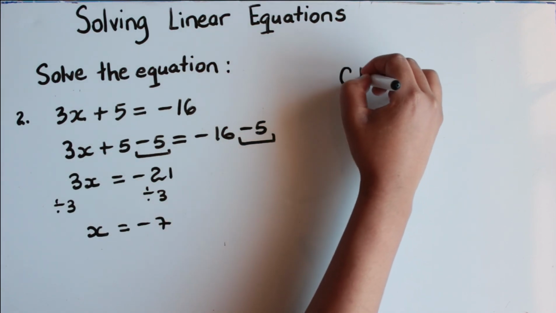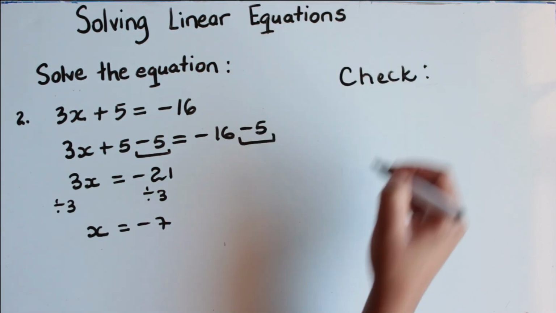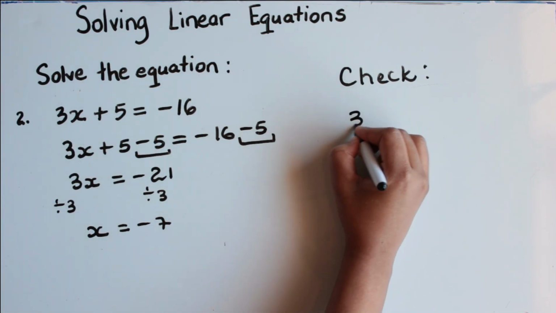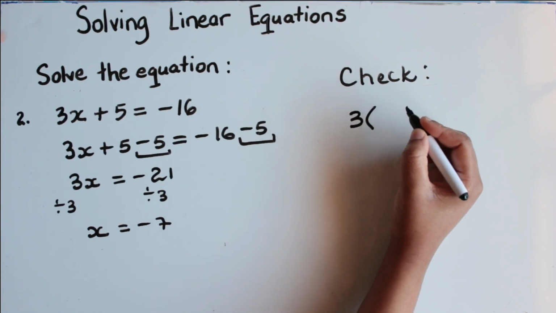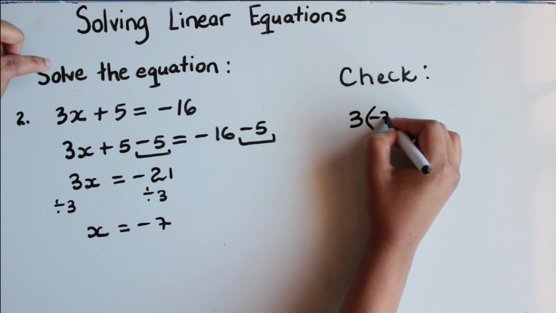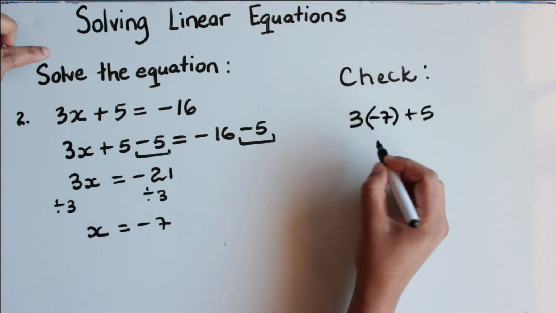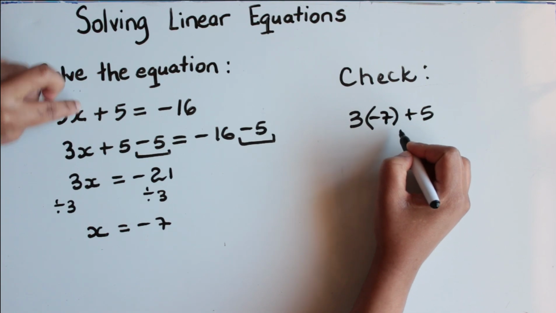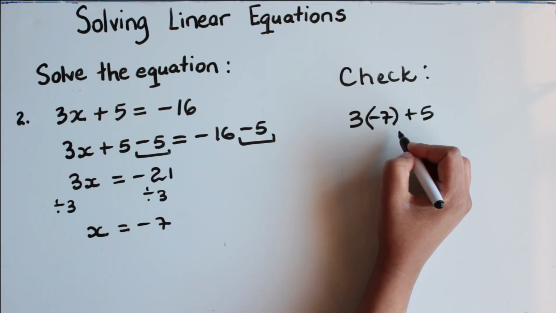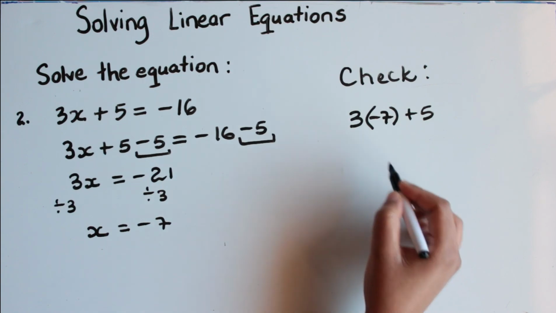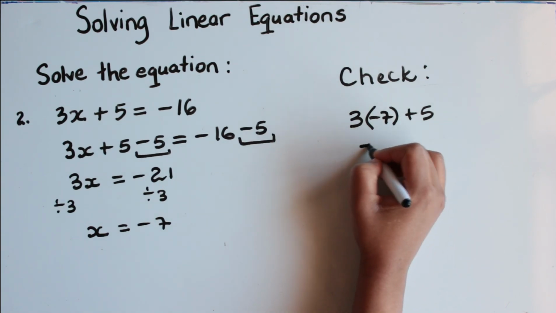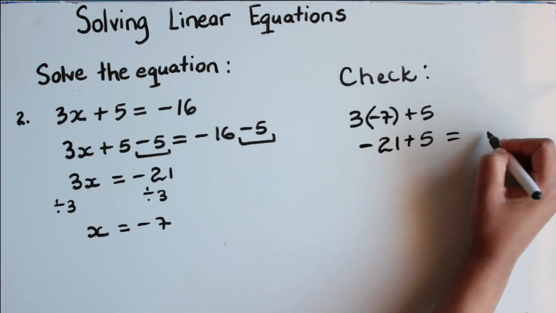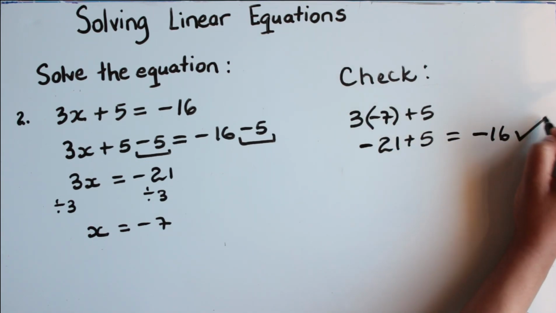And I could also check my work. Okay, we agree that our x is negative 7, so I'm going to replace x with negative 7 in my original equation, plus 5. So 3 open bracket, negative 7 close brackets, replacing my x for negative 7 because that's what I got there, plus 5. Let's see if we get negative 16. 3 times negative 7, that's negative 21, plus 5. This should give me negative 16, so I know my answer is correct.